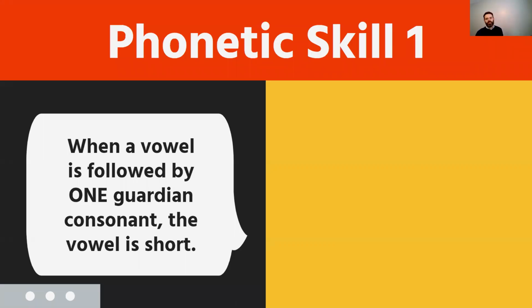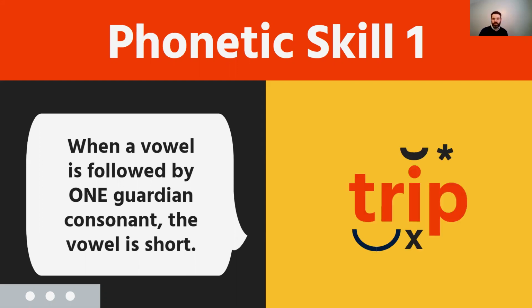So let's go back now and review our phonetic skills. Phonetic skill 1 says that when a vowel is followed by one guardian consonant, the vowel will be short. Here's an example word. We would move under this word to mark it, starting with the blend, mark the vowel, come around the word, and identify our guardian consonant. Because the word has one guardian consonant, it will follow phonetic skill 1, which means the vowel will be short.